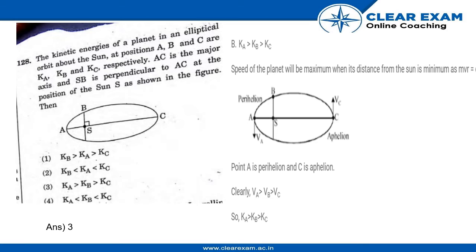Hello everyone. So we're going to start with question number 128, which states: the kinetic energy of a planet in an elliptical orbit about the Sun at positions A, B, and C are Ka, Kb, and Kc respectively. AC is the major axis and SB is perpendicular to AC at the position of the Sun S, as shown in the figure.